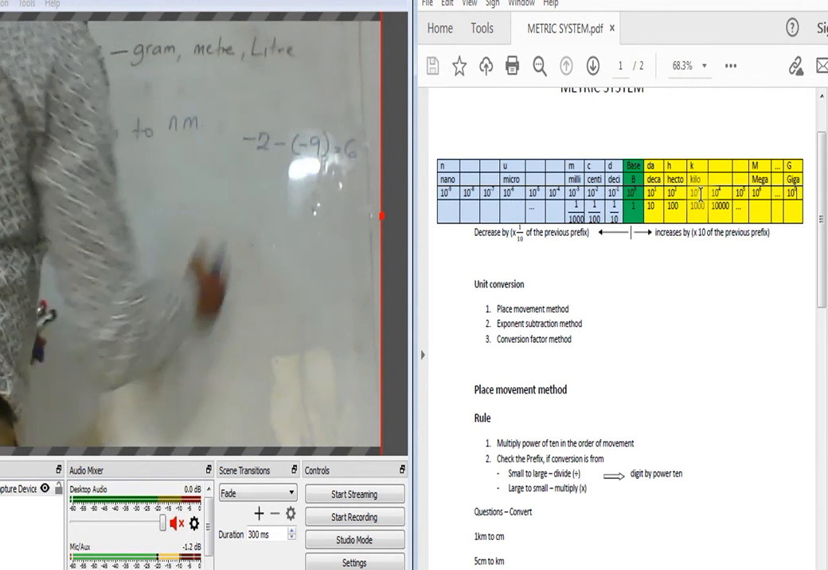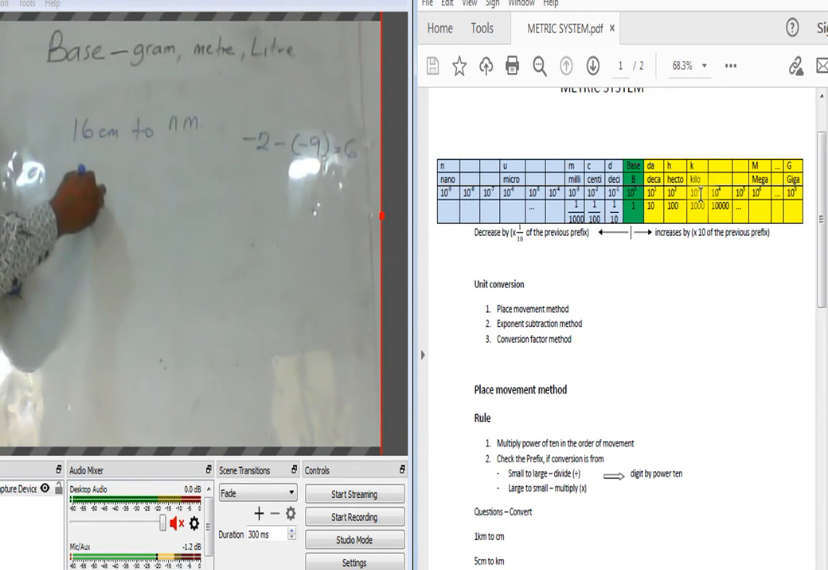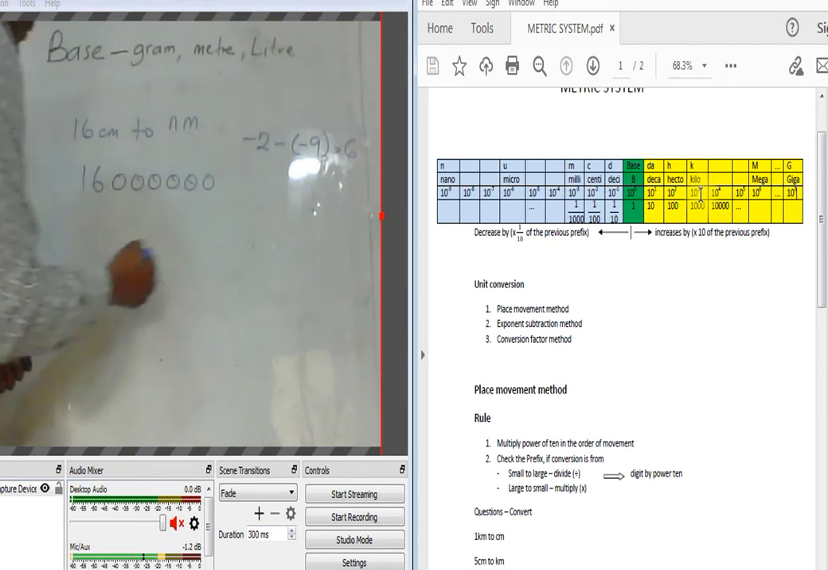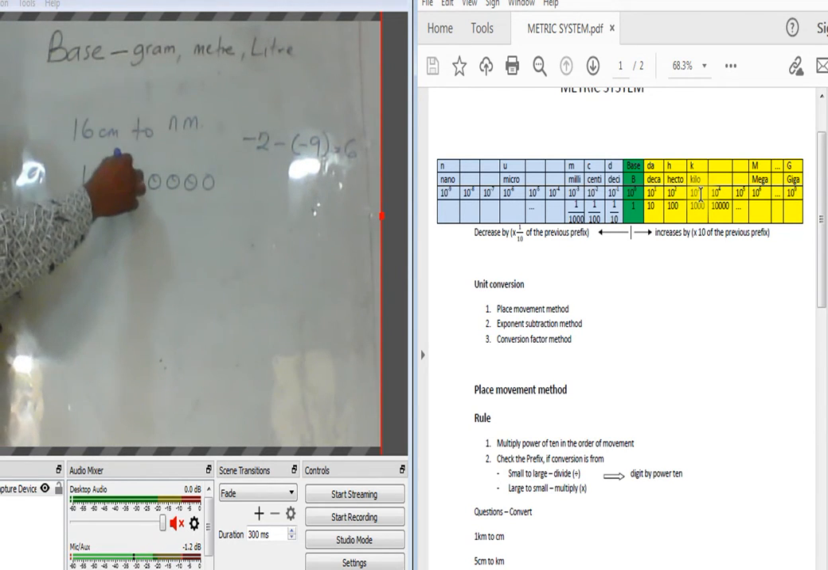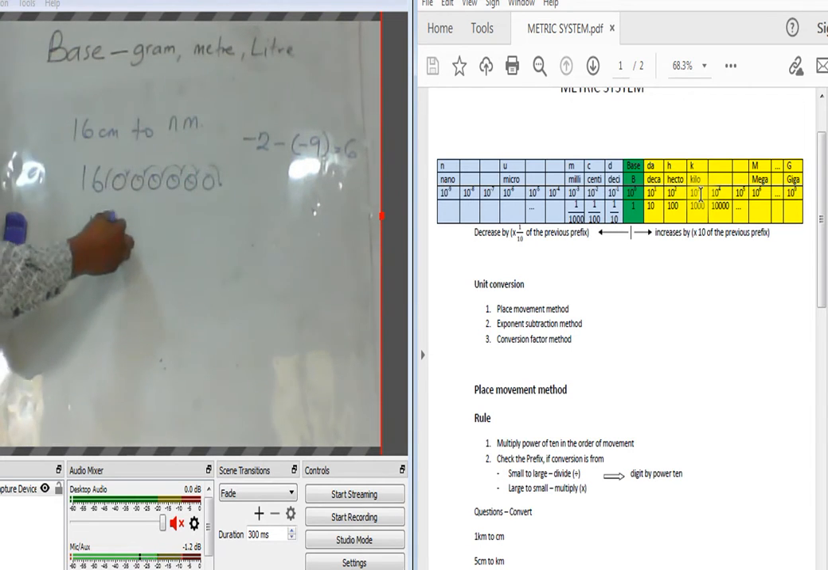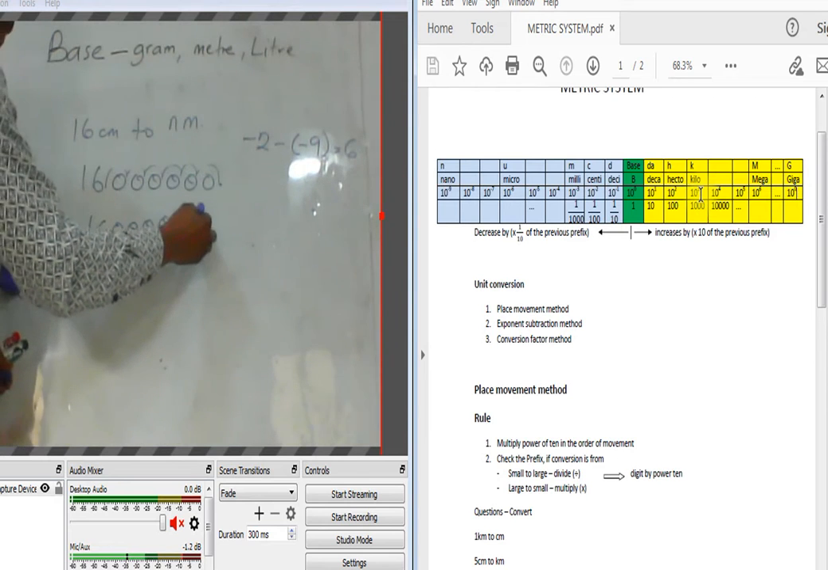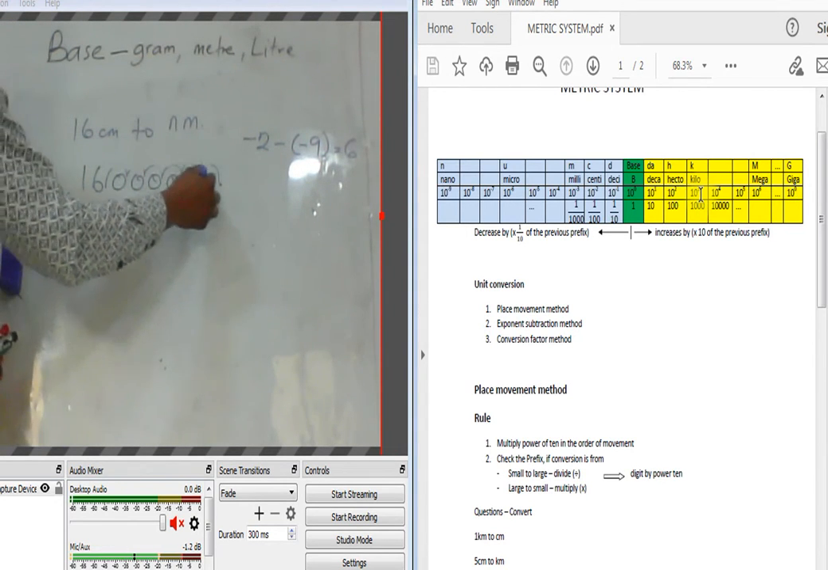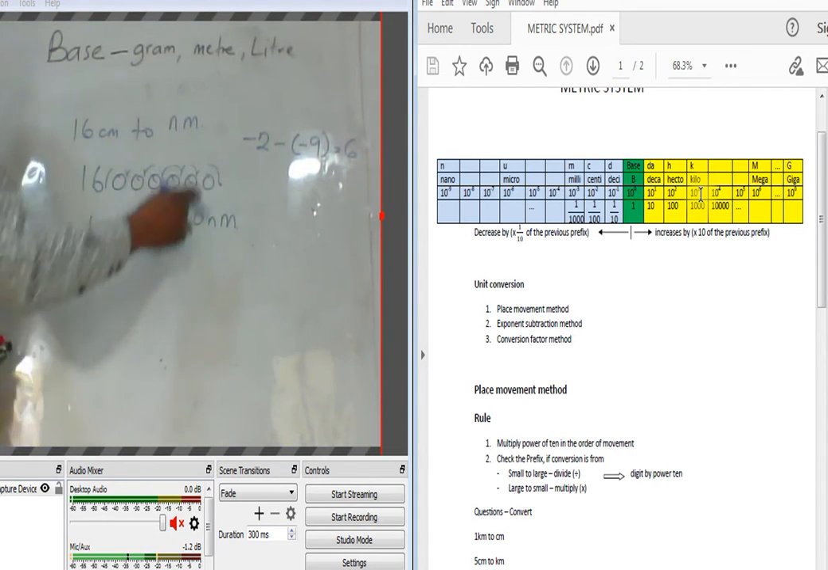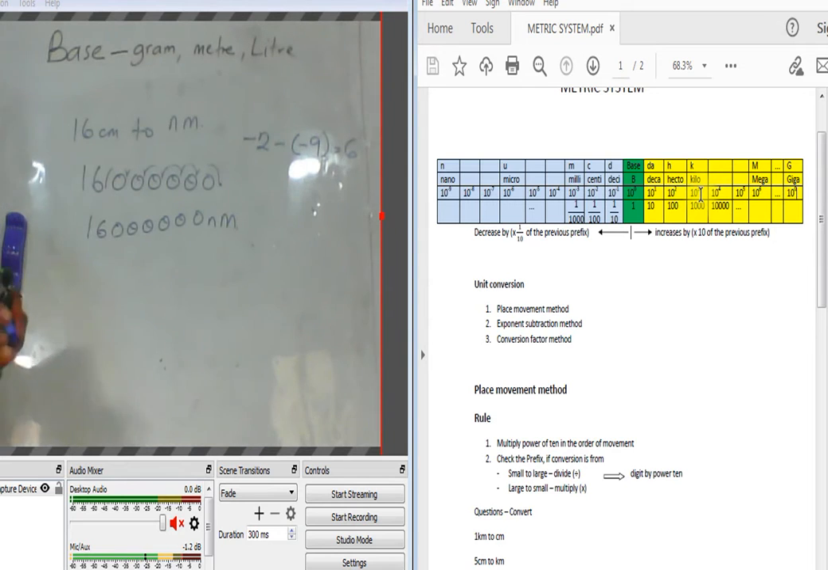Okay, so since we have positive 6, we are going to move our decimal in the positive direction 6 times. Let me just add as many zeros as possible. It's going to be easy for me to do. Move 1, 2, 3, 4, 5, 6. So it's going to be somewhere here, right? So I have this digit, 1, 2, 3, 4, 5, 6. Okay, nanometer. Are we clear? It's a very quick and easy method you can use.